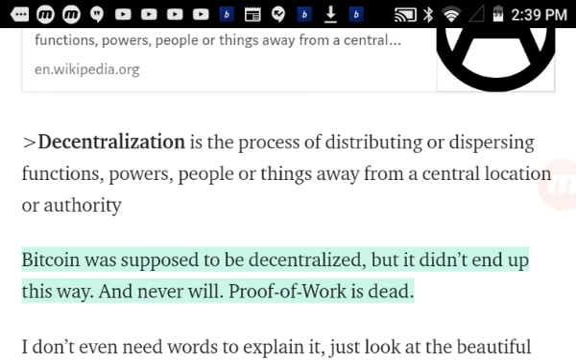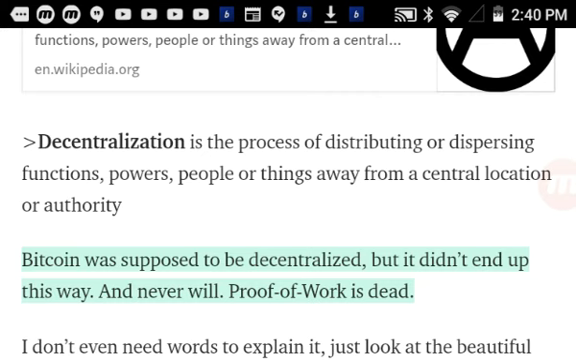All right, so first, we're going to start here with this article from a brilliant person by the name of Igor Hamakov, and he talks about how we should look at decentralization. So I'm going to start there. I'll leave a full link to his article in the description. He says, decentralization is the process of distributing or dispersing functions, powers, people, or things away from a central location or authority. Bitcoin was supposed to be decentralized, but it didn't end up this way and never will.